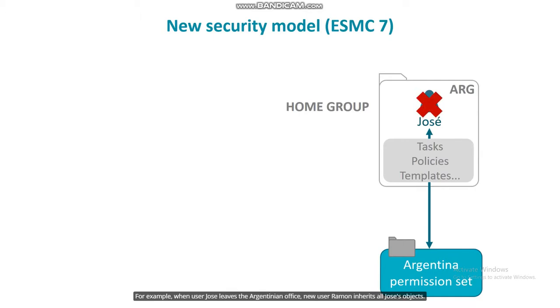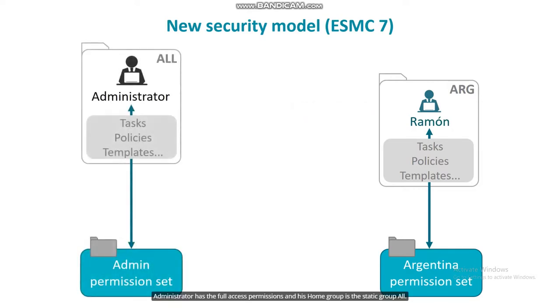For example, when user Jose leaves the Argentinian office, new user Ramon inherits all Jose's objects. He just needs to be assigned to the same home group. Administrator has the full access permissions and his home group is the static group All. The current security model also allows sharing of objects.